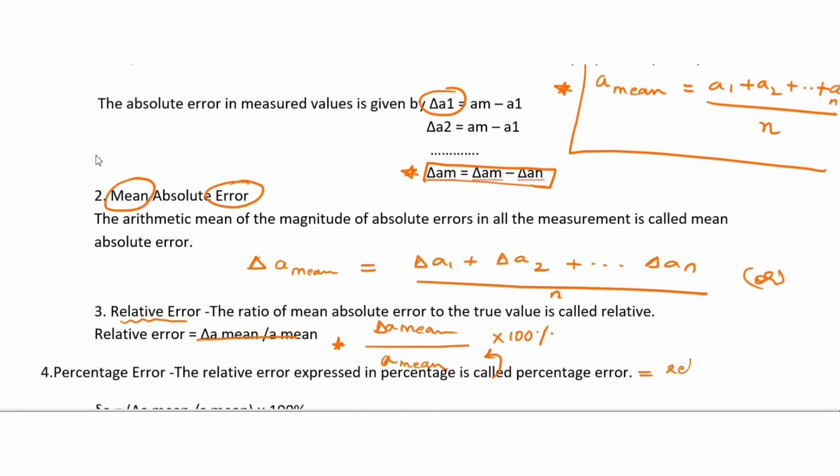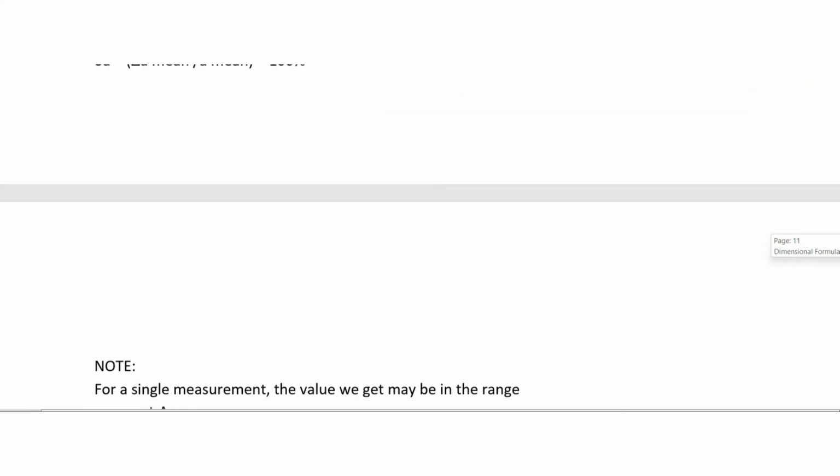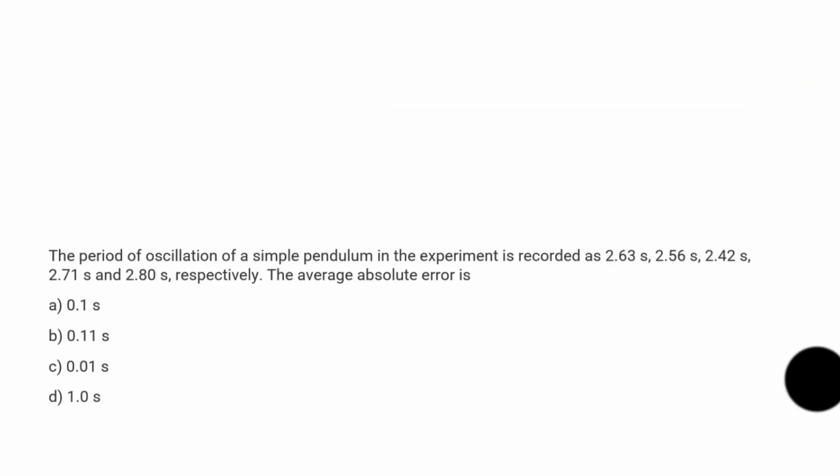Okay, so now let me give you a question so that you understand the calculation of errors better, because everything here in physics you need to understand using a question. The question goes like, the period of oscillation of a simple pendulum in the experiment is recorded as 2.63 seconds, 2.56 seconds, 2.42 seconds, 2.71 seconds and 2.80 seconds respectively. Find the average absolute error, and we have been given 4 options.